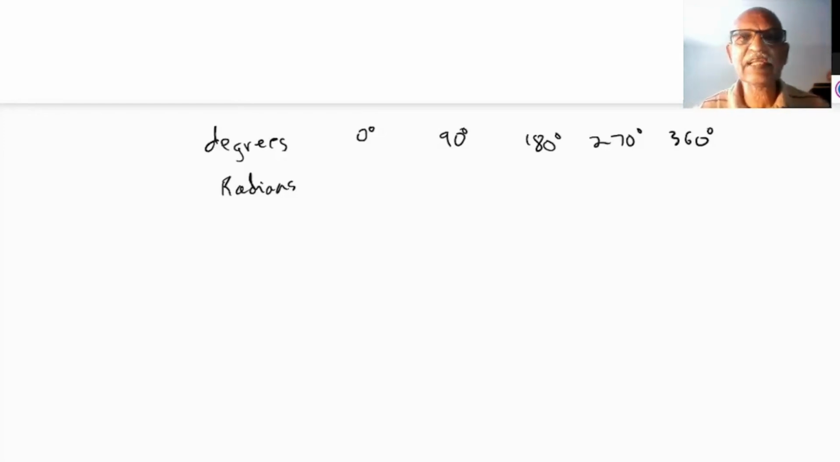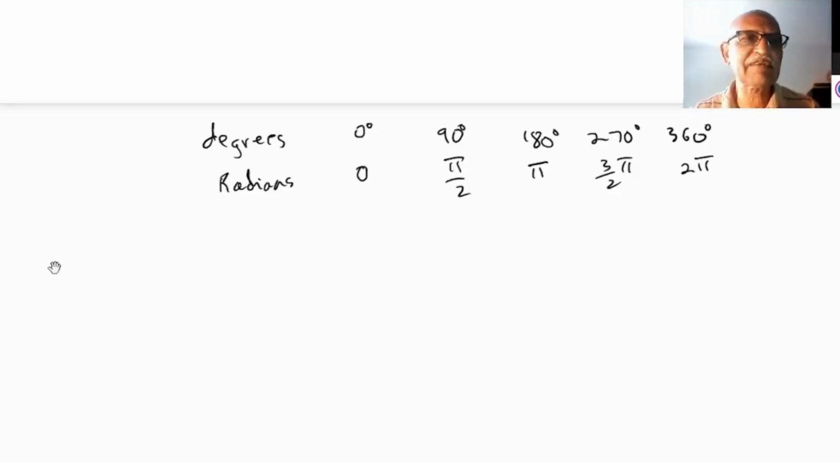We have seen the sine and cosine graphs in degrees. Today we'll see the sine and cosine graph, the basic graph in radians. It's exactly the same concept, but we change the degrees to radians. So 0 degrees will be 0 radians, 90 degrees will be pi over 2 radians, 180 is pi radians, 270 is 3 over 2 pi, and 360 is 2 pi radians. So we use this instead of degrees.